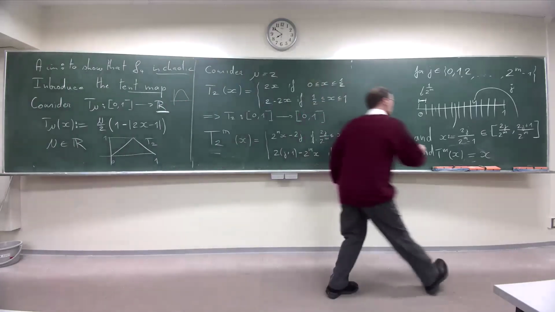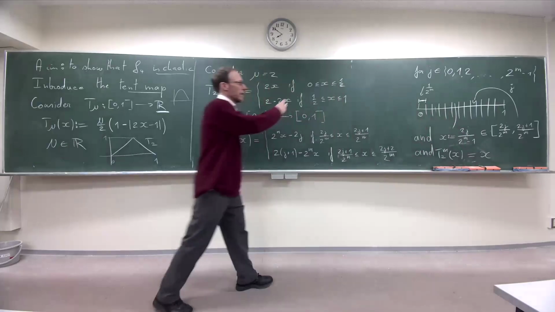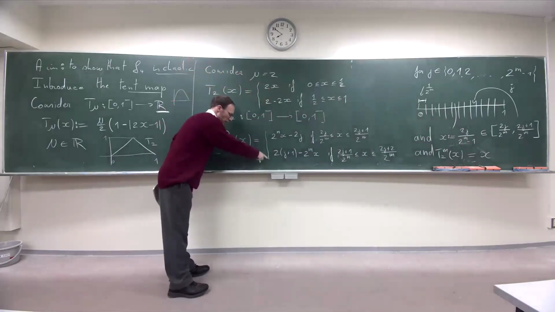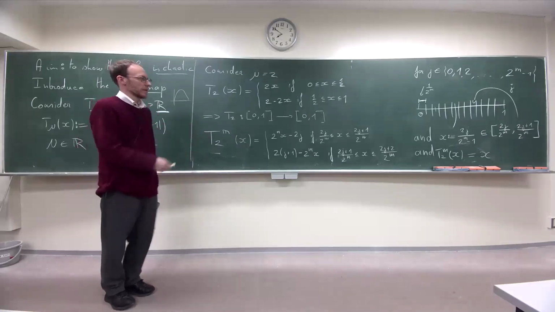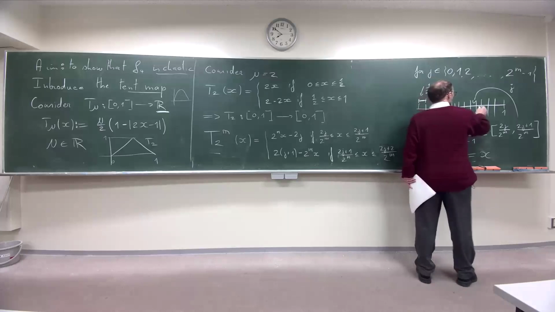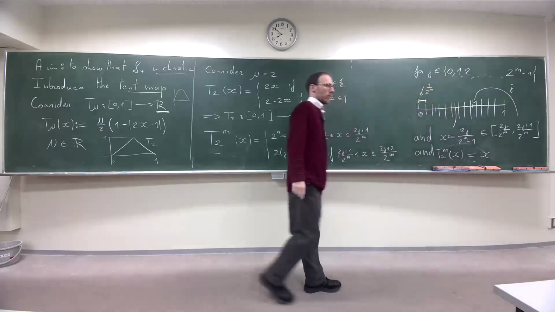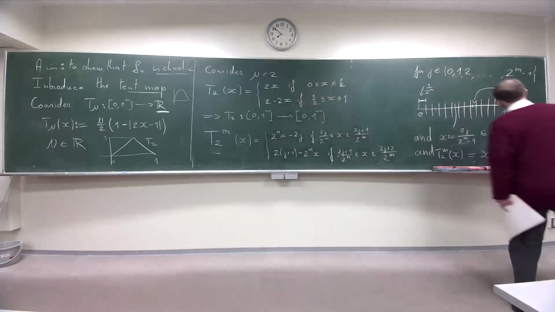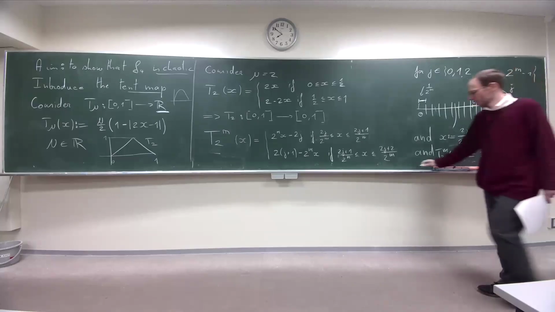T2, we are dealing with T2. So what does it mean? It means I understand what happens for each of these intervals. I have an explicit expression. And inside each of them, I have an m-periodic point. This is an m-periodic point. Oh, what does it tell you?